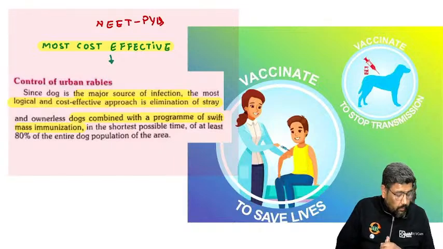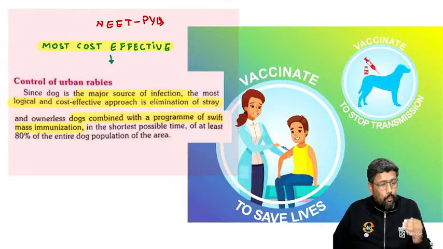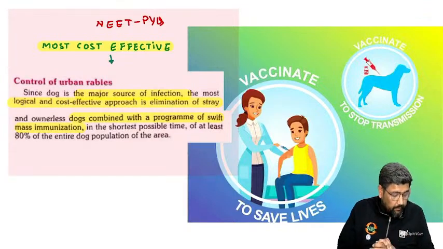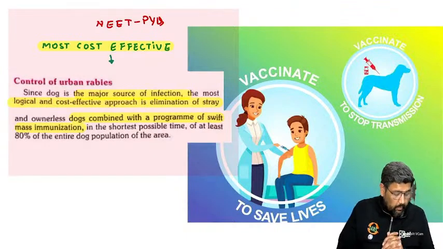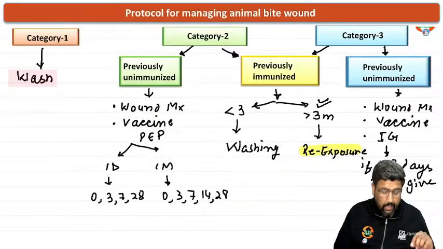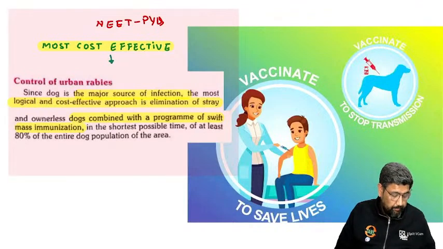Okay, Dr. Sweetie Goyal is asking, sir, can it be given at the gluteal site? If the wound site is near the gluteal site, you may give. It is given intramuscularly, so it can be given, Dr. Sweetie. Okay, Dr. Rachna, yes, remove dogs. Right? Elimination of stray or ownerless dogs combined with mass immunization. So till now we have discussed all the guidelines and all the recent previous year questions. Okay, Vivan, only one dose.